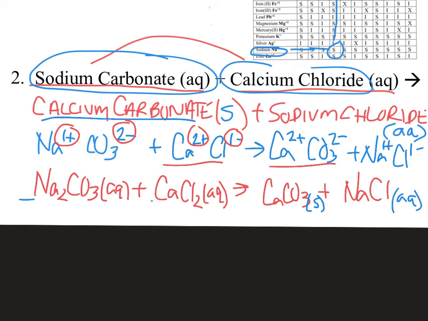Now that we have that, we can balance these out. If you take a look, I've got 2 chlorines on the reactant side, so I'm going to put a 2 there to get 2 chlorines. That'll give me 2 sodiums, which I already have over here, and I think everything balances out. It becomes 1, 1, 1, 2. All right, so those are the first 2 examples of the double replacement reaction. Let's keep working and do some more.